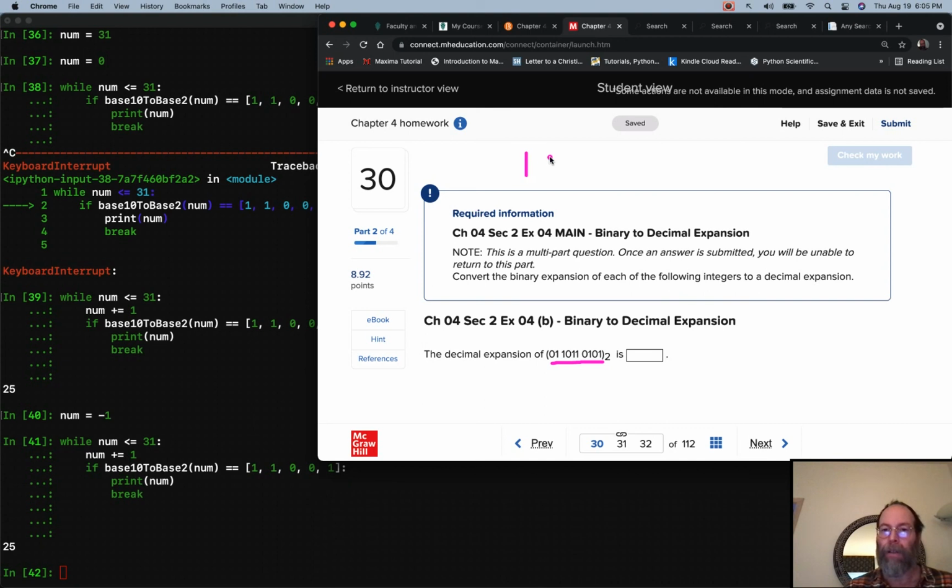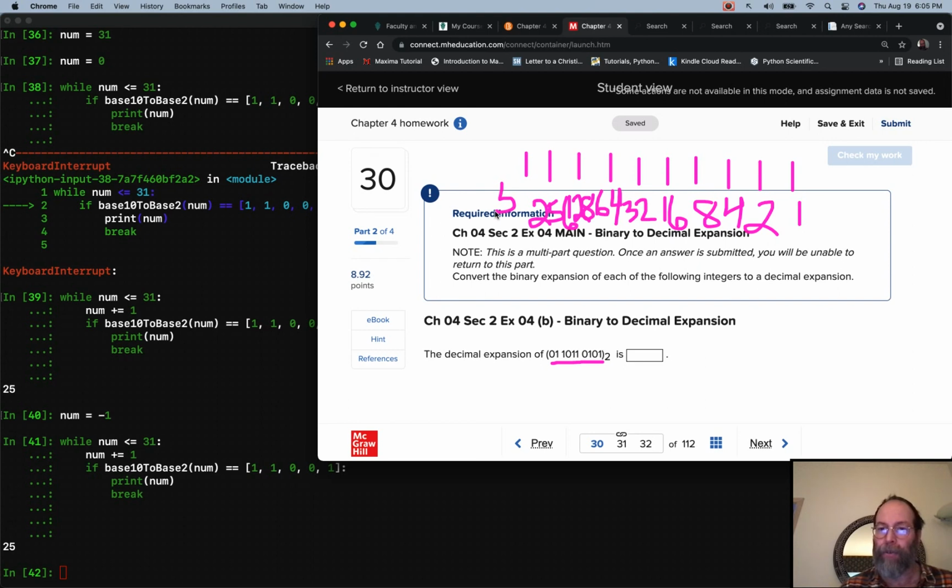All right, so 1, 1, 1, 1, 1. Okay, that's 5. And then 1, 1, 1, 1, 1. Okay, so let me make sure I have 1, 2, 3, 4, 5, 6, 7, 8, 9, 10. These are the 1s, these are the 2s, these are the 4s, these are the 8s, these are the 16s, these are the 32s, these are the 64s, these are the 128s, these are the 256s, and I believe this is going to be 512, I believe.